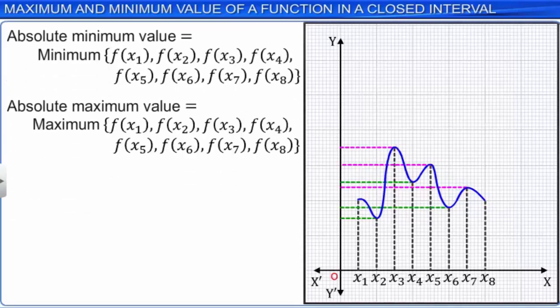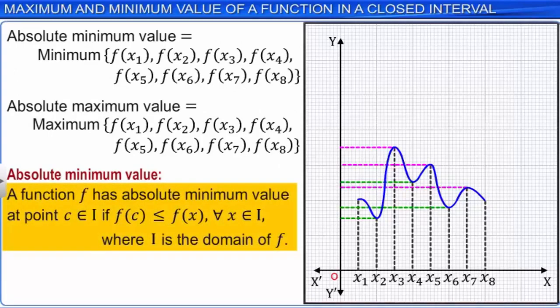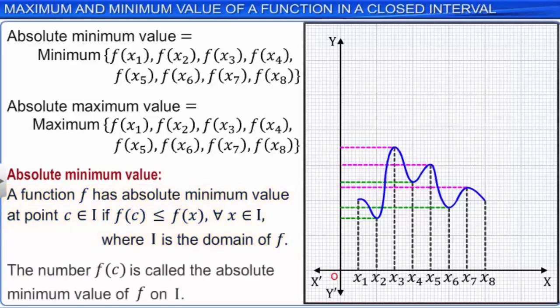Mathematically, a function f defined on a closed interval I is said to have absolute minimum value at a point c in I if f(c) is less than or equal to the value of f at any other point on I. The number f(c) is called the absolute minimum value of f on I.